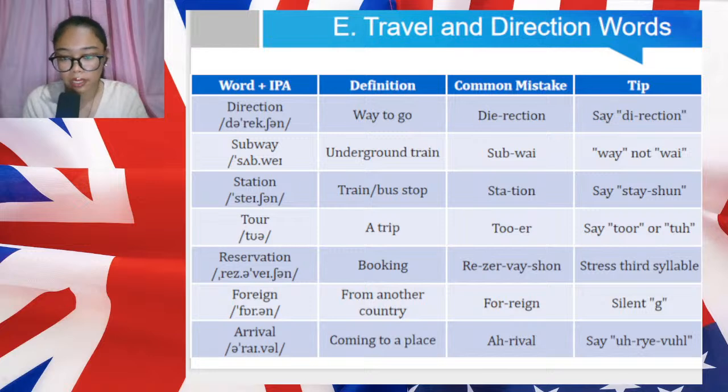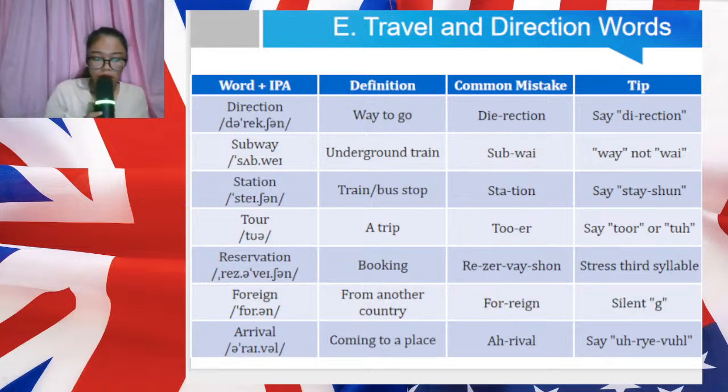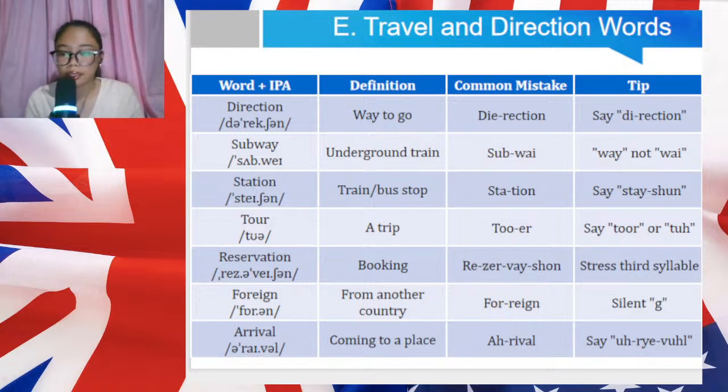All right, going back, yes, there should be a silent G here. It shouldn't be pronounced as forig. I don't know how they pronounce it, but there should be a silent G here. So maybe they say it as forig for some reason, but everyone, this should be pronounced as foreign, foreign.